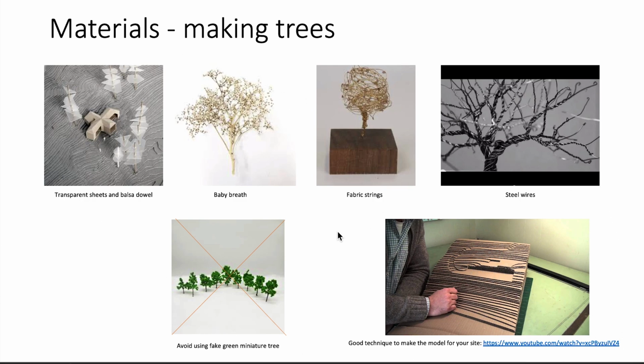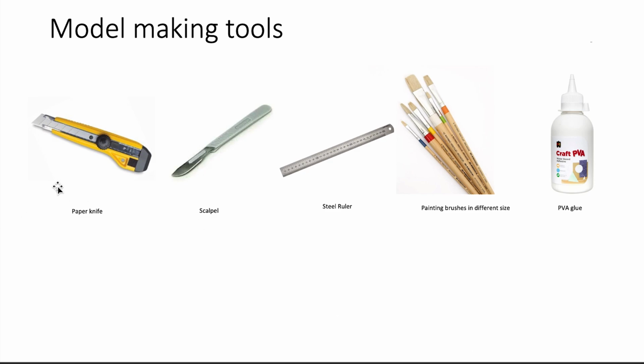With the model making tools, the first one you're going to need is a proper paper knife. When the tip of the blade gets dull, you can just snap it in half, and then you use the next one, which is fresh.